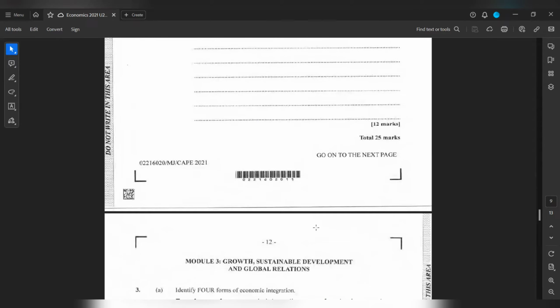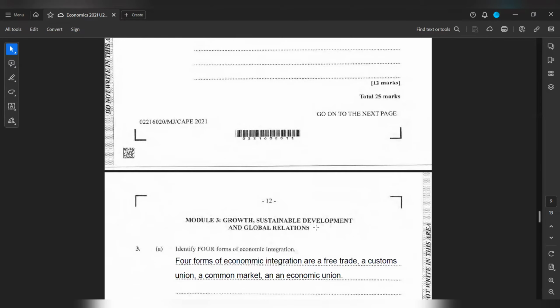Module 3, Growth, Sustainable Development and Global Relations. 3A, identify four forms of economic integration. Four forms of economic integration are a free trade area, of course, a customs union, a common market, and an economic union.